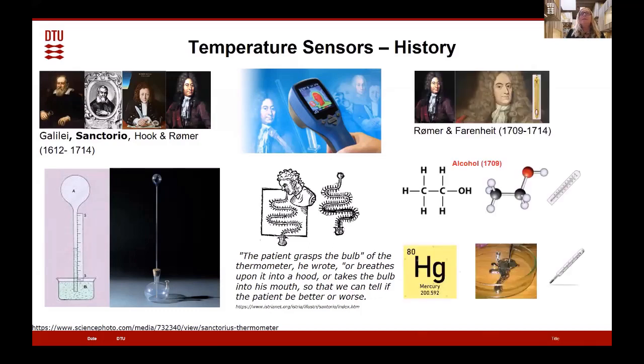Now, later on, Rømer and Fahrenheit developed a simpler temperature sensor, and this is actually still used today, where the first sensor was based on alcohol, where it heated up a colored liquid and moved up, and you measure the temperature. And then the mercury sensor, which was used until recently when it was found out that mercury was poisonous.